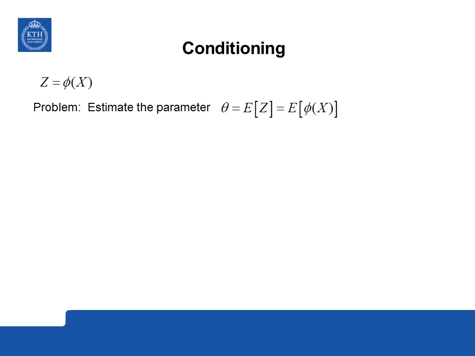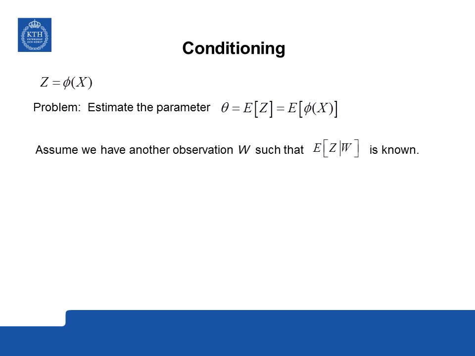The third technique we're going to discuss is called conditioning. Again, we have a random variable z, which is a function of x, and we want to estimate the parameter theta, which is the expectation of z, which is then the expectation of phi of x. Now we assume that we have another observation w such that the conditional average of z given w is known.